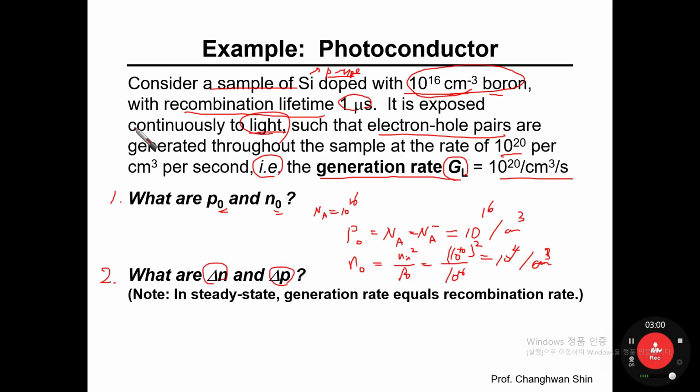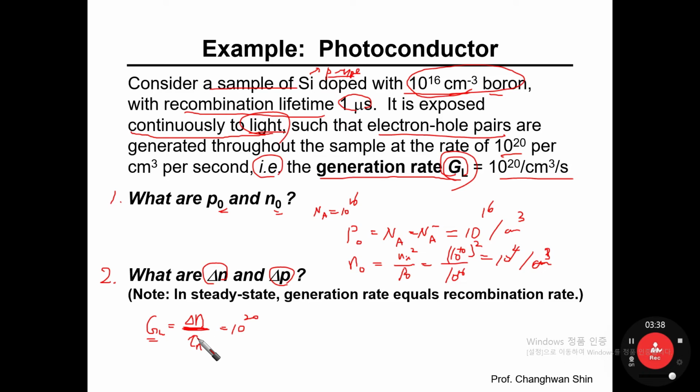Okay, number two, what are delta n and delta p? Now the silicon sample is exposed continuously to light, so the generation rate is 10^20. How to understand G_L, the generation rate? Electron-hole pairs are created. Now the minority carrier in p-type silicon is the electron. So the excess electron concentration divided by its lifetime should equal the generation rate, 10^20.